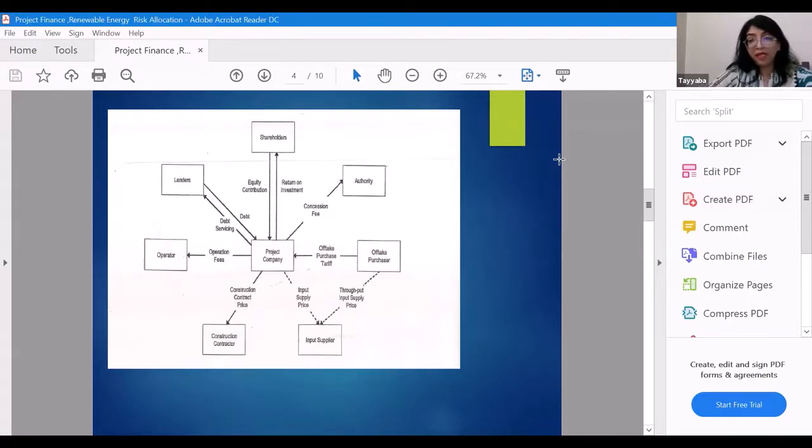So there's this project company. In the middle of the screen, there's this project company, which is actually the borrower. And then you have the shareholders on one end of the spectrum. Then there are lenders and the operator. The operator is essentially an entity responsible for ensuring smooth operations during the operating period. There's a construction phase, which is the phase where the project is being constructed, and there is the operating phase where the project is operating. So the operator is there.